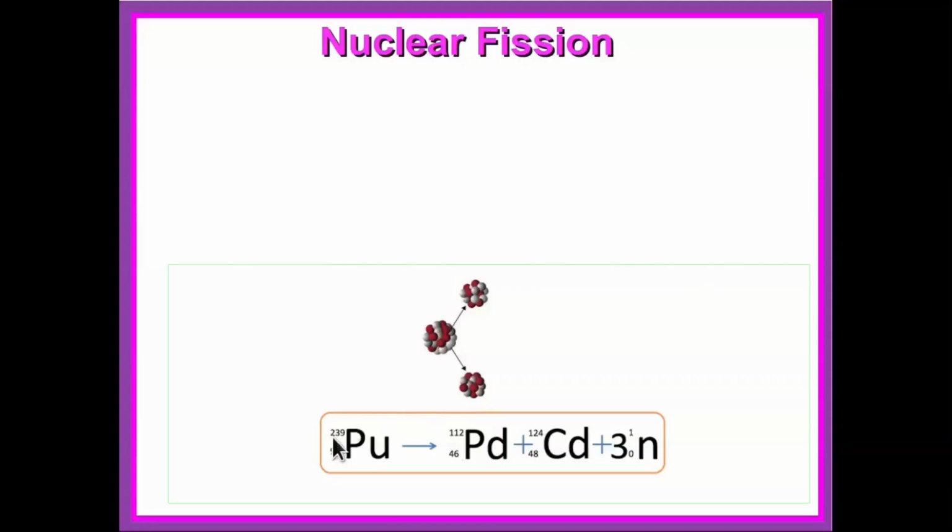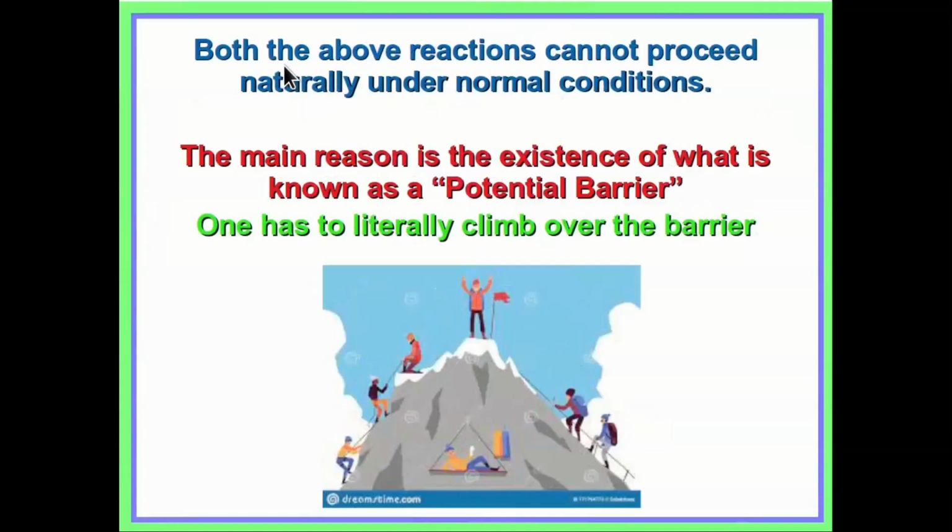So this is a particular example. Plutonium-239 fissions into palladium-112 and cadmium-124 plus 3 neutrons. This is only a particular example of this process. There are other pathways in which the nucleus can fission. Now both of the above reactions, namely fusion and fission, cannot proceed naturally under normal conditions. The main reason is the existence of what is known as a potential barrier, which prohibits the occurrence of the system in a natural way.